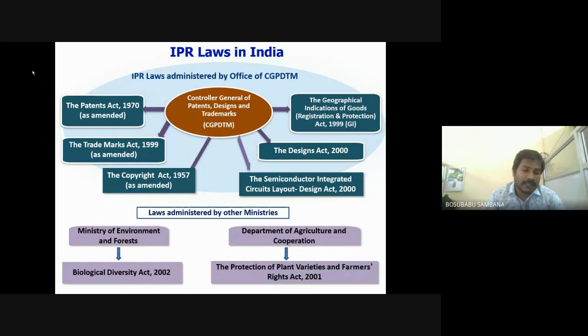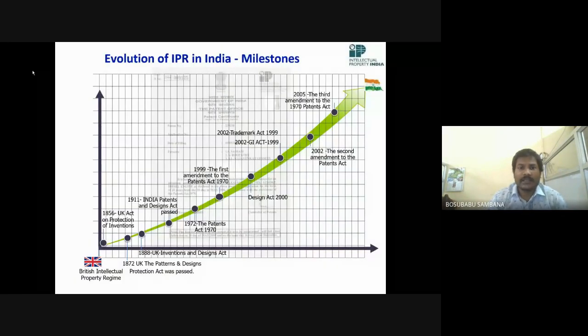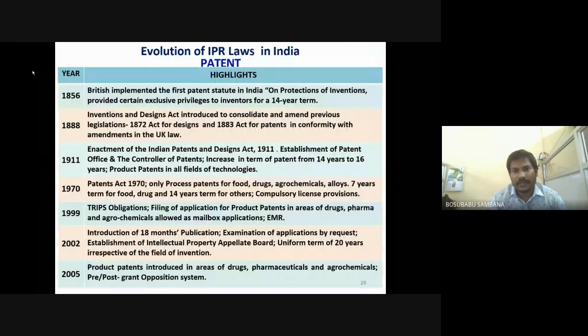But the entire patent system, copyright, and trademarks come under the Controller General of Patents, Designs and Trademarks, maintained by the Ministry of Industrial Promotion and Commerce. This is the body of the IP and the evolution of IPR in India in milestones.